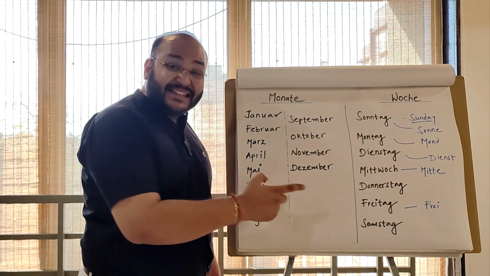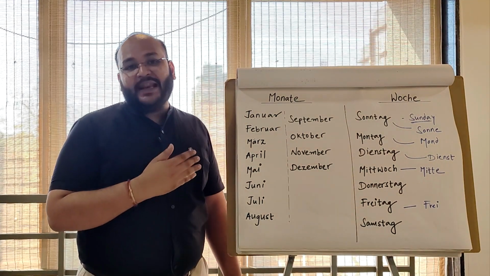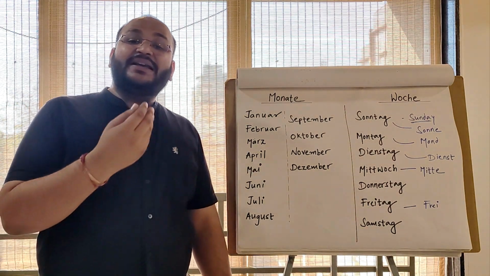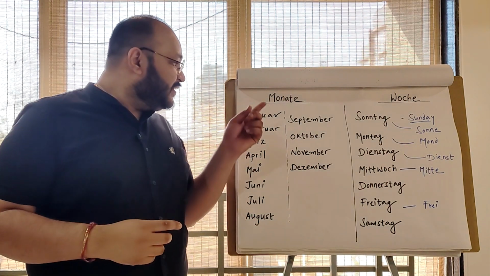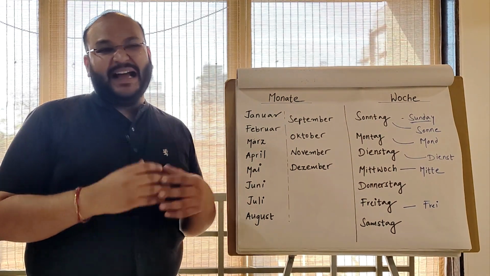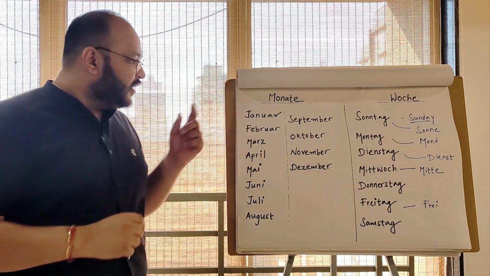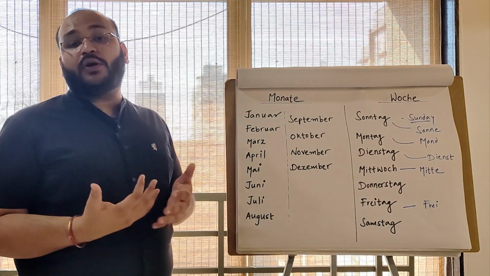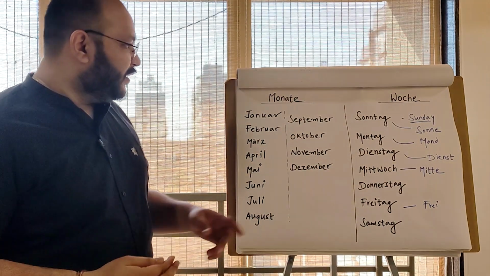December. So once again: Januar, Februar, März, April, Mai, Juni, Juli, August, September, Oktober, November, Dezember heißen die Monate im Kalender. So that's how the months are called in the calendar. Heißen die Monate, months are called, im Kalender, in the calendar. Nice rhyme, yeah? Okay, let's move on.